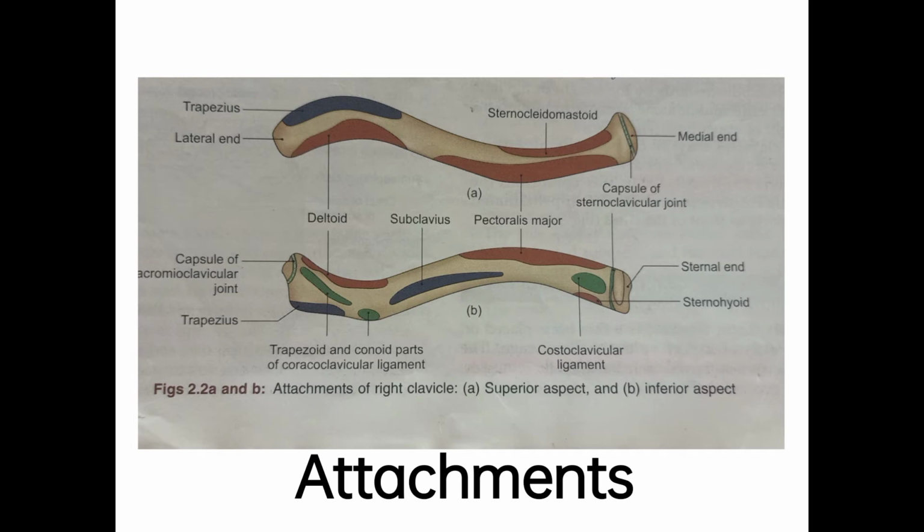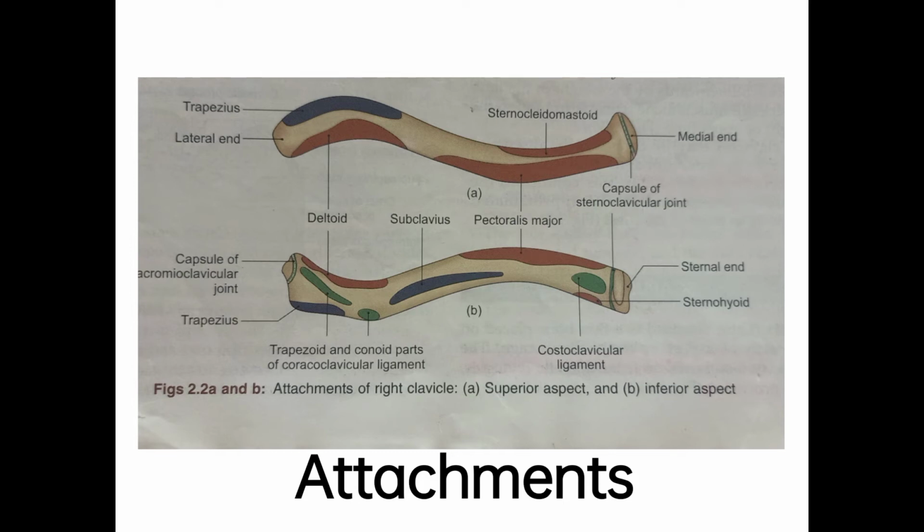Moving further to the attachments. At the lateral end, the margin of the articular surface for the acromioclavicular joint gives attachment to the joint capsule. Then the medial end, the margin of the articular surface for the sternum gives attachment to the fibrous capsule of the sternoclavicular joint. All around there is an articular disc, and posterior superiorly, the interclavicular ligament.